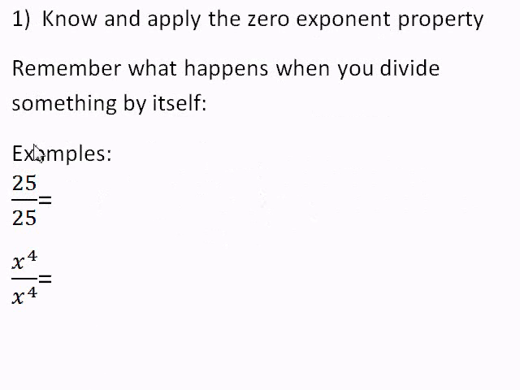So to our first objective, we need to remember what happens when we divide something by itself. 25 over 25, if you'll remember, is 1. And x to the fourth over x to the fourth is also 1. Now you may be asking yourself, what does this have to do with the zero exponent property? Well, let's take a look.